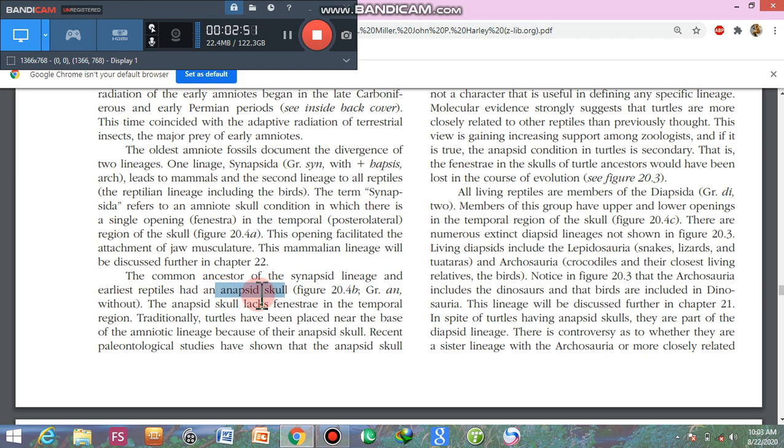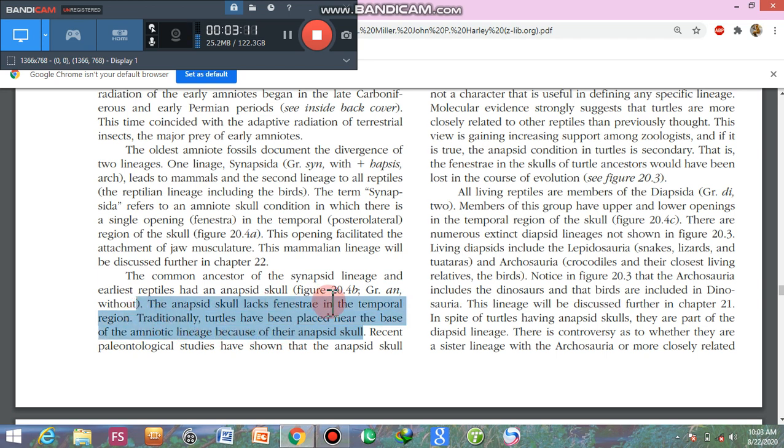The common ancestor of the synapsid lineage and early reptiles had an anapsid skull. Anapsid means there is no fenestra present behind the eye orbit. The anapsid skull lacks fenestrae in the temporal region. Traditionally, turtles have been placed near the base of the amniote lineage because of their anapsid skull. So this is the example: an anapsid skull is present in turtles.